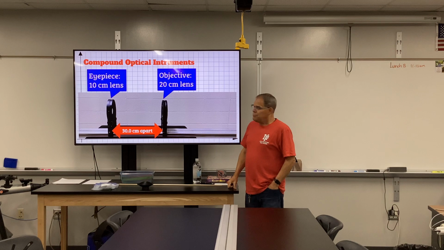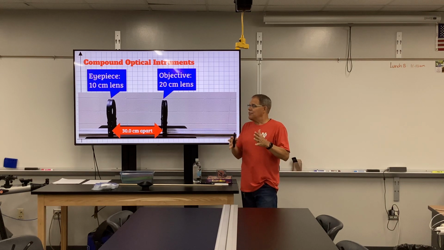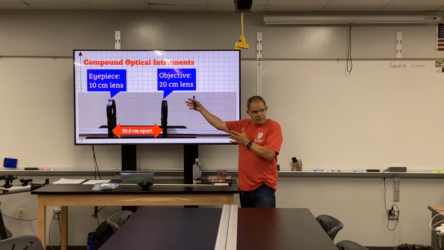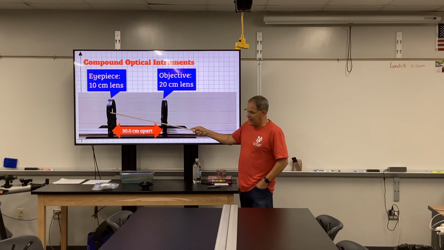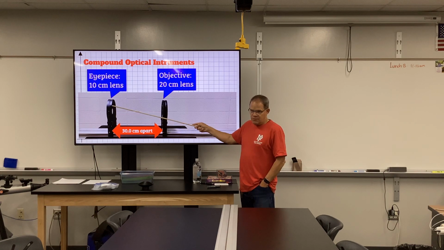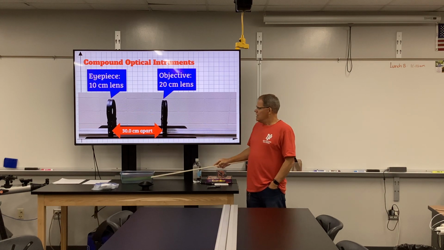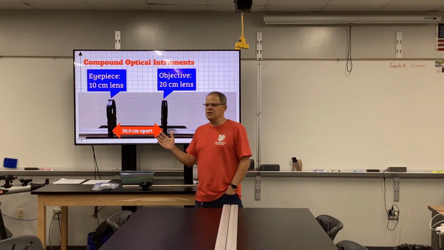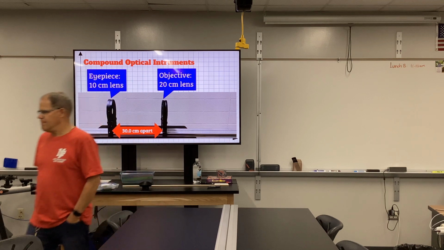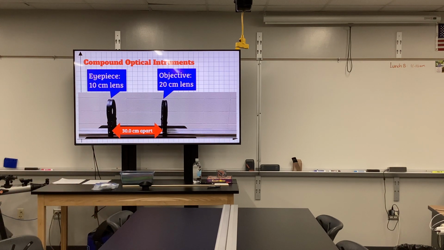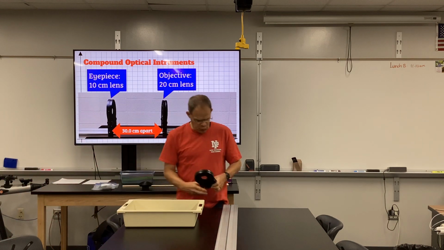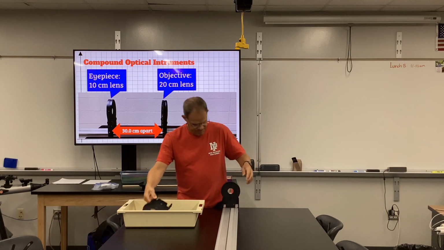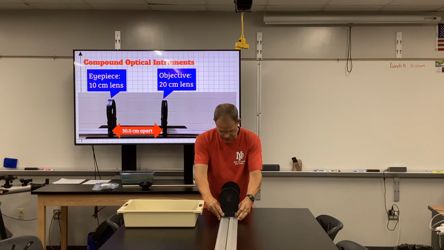Now, we can put optical elements together and make compound optical instruments like a telescope. So try this. On your track, put the 10 centimeter lens at like 5 centimeters or something, and put the 20 centimeter lens at like 35, so that they are 30 centimeters between them. So make sure the 10 is close to the edge, and the 20 is 30 centimeters away. So you're going to make yourself a simple little telescope here.